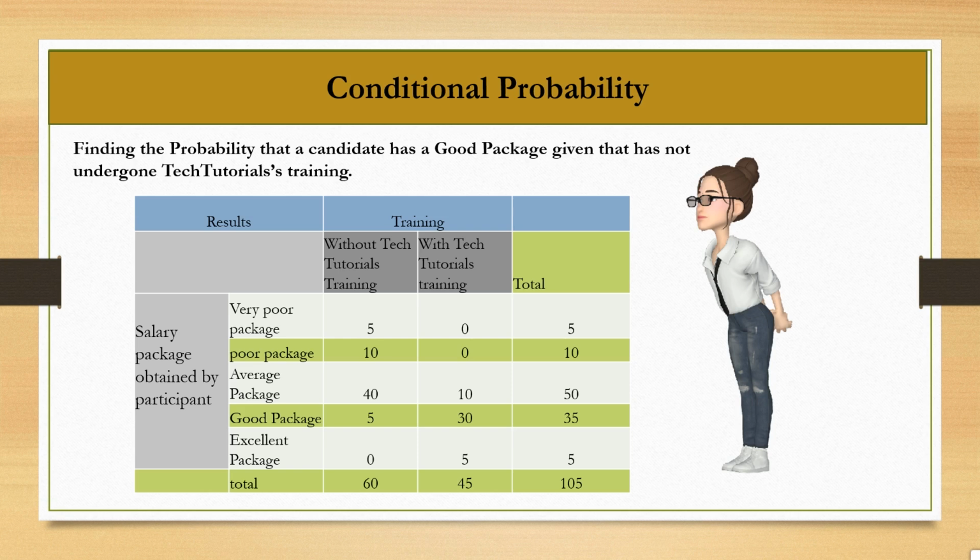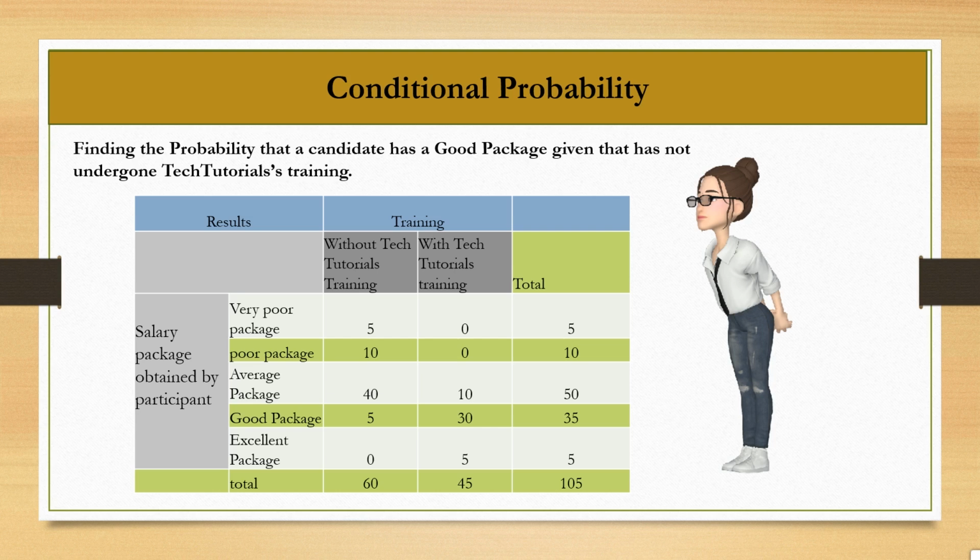Next, we have to find the probability that a candidate has a good package given that he has not undergone training. Now this is conditional probability because here you are finding the probability under a condition. You want to find the probability of a candidate who has a good package given that he has not undergone any training. The condition is that he has not undergone any training, so the number of people who have not undergone training is 60, and out of them 5 have got a good package.